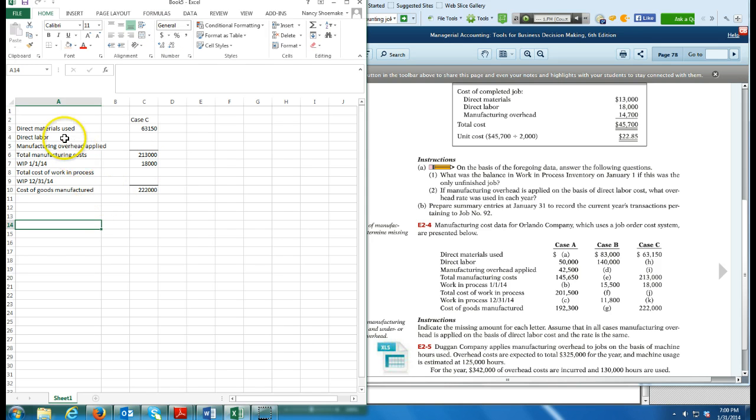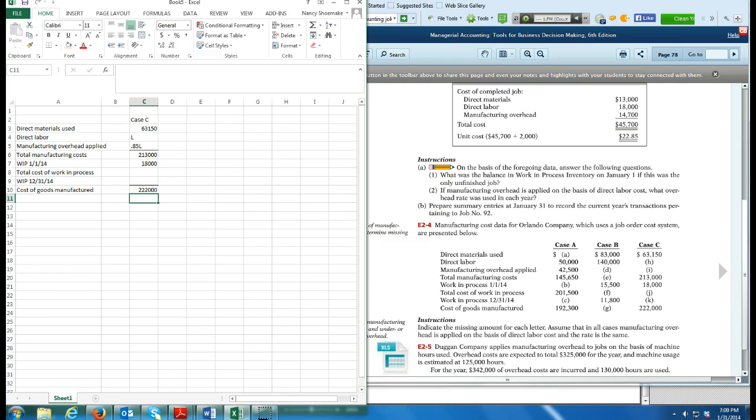Now, we know that for every dollar of direct labor, we spend 85 cents in manufacturing overhead. So if we call direct labor L, this is 0.85 L. A little bit of algebra here, guys. So L is the labor. Our manufacturing overhead is 85% of L, or 0.85 L. And we know our total manufacturing cost of $213,000.